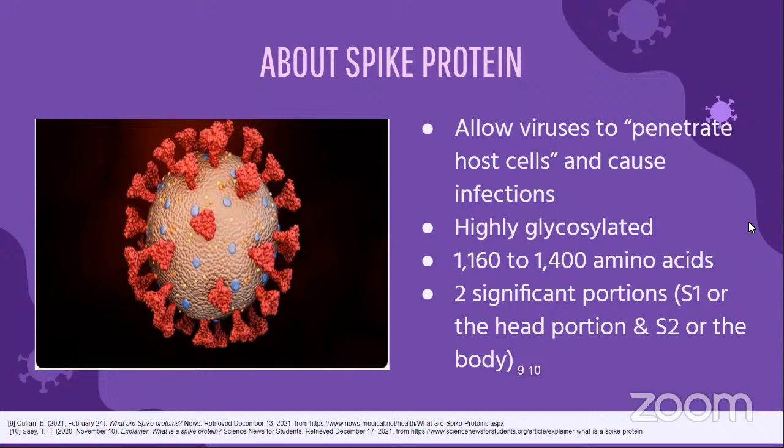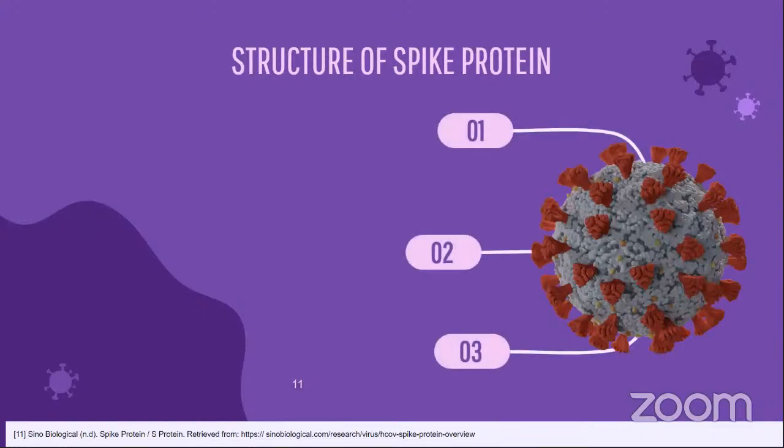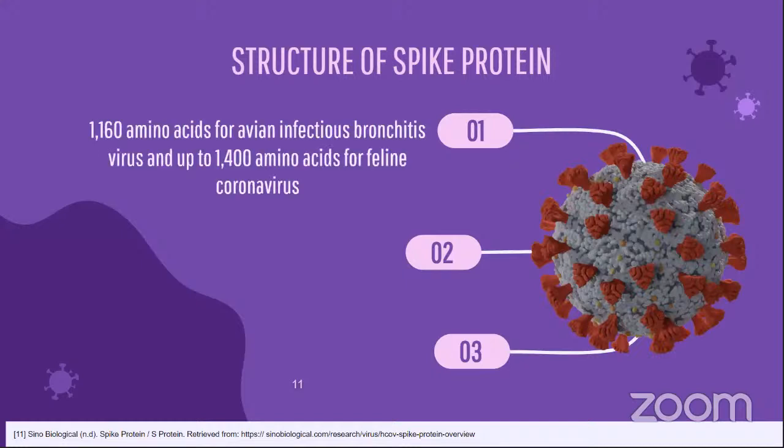The spike proteins have 2 significant portions, the S1 or the head portion, and the S2 or the body of the protein. So let's talk about the structure of the spike protein. The spike protein is, as mentioned earlier, a large type 1 transmembrane protein with amino acids ranging from 1,160 for avian infectious bronchitis virus, or IBV, to 1,400 for feline coronavirus. Since it includes 21 to 35 N-glycosylation sites, this protein is extensively glycosylated. The crown-like look is formed when spike proteins combine into trimers on the virion surface.